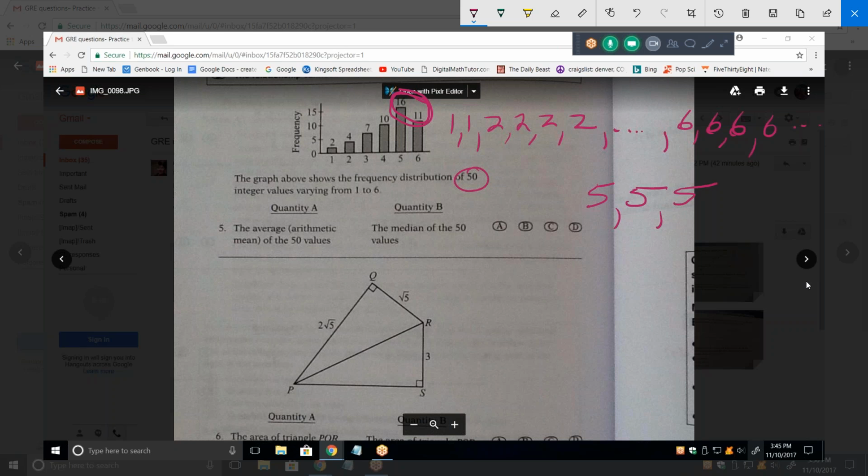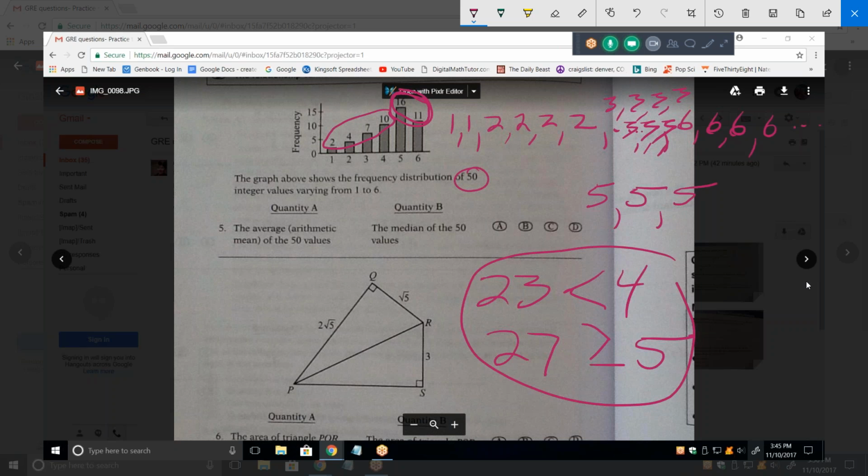In other words, I got quite a few 1s, 2s, and 3s here. I got 7 3s. Then I got a bunch of 4s. I got 10 4s. So I've got 25, or excuse me, 23 numbers that are less than 4. I got 27 that are greater than or equal to 5. I would say the mean has to be less than 5.